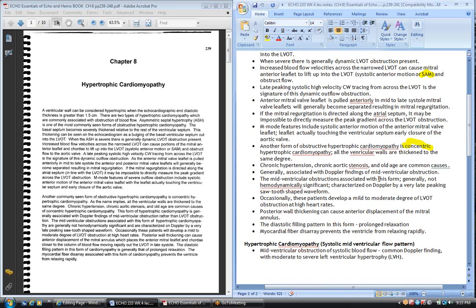hypertensive heart disease is cardiomyopathy, generally associated with Doppler findings of mid-ventricular obstruction. So we're talking about mid-ventricular obstruction of flow, not LVOT obstruction of flow. Make sure you understand the difference. With ASH and an LVOT obstruction, your mitral leaflet lifts and shuts off the LVOT. With this concentric form, you typically have findings of mid-ventricular obstruction.